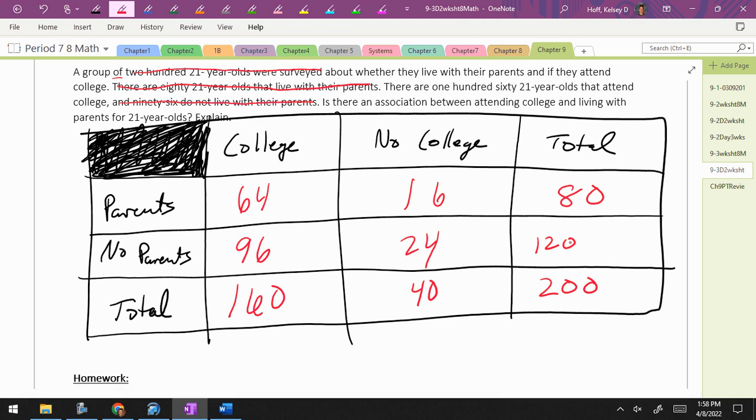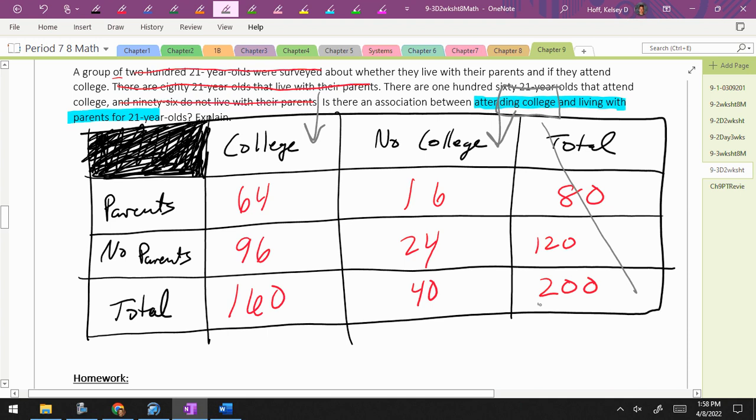Okay, so they want to know, is there an association between attending college and living with your parents? Are we going to go by row or column on this? Column. Yes, college for us is on a column. Now, I'm not going to lie to you guys. Every other class today has put college on the left-hand side. You're going to get the same answer in the end. Your grid is just going to look different. Okay, so take a minute, find your relative frequencies there for college and no college.